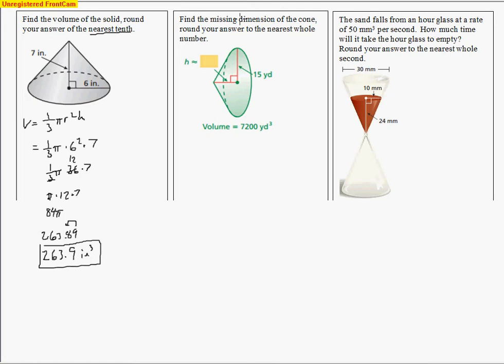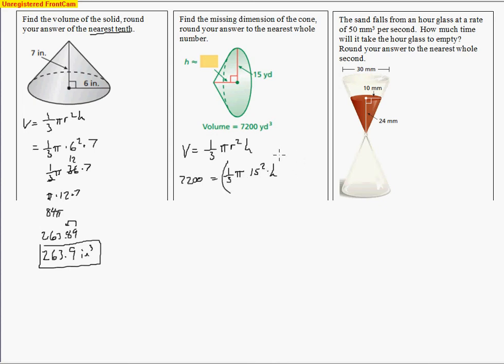So the next problem asks us to find the missing dimension. We're supposed to find the height here, and we're given the volume, given the radius, and we're supposed to round to the nearest whole number. So let's write down our formula. 1/3 pi r squared h. We'll substitute the numbers in there. 7,200 equals 1/3 pi times the radius squared. So 15 squared times h. That's what we're looking for.